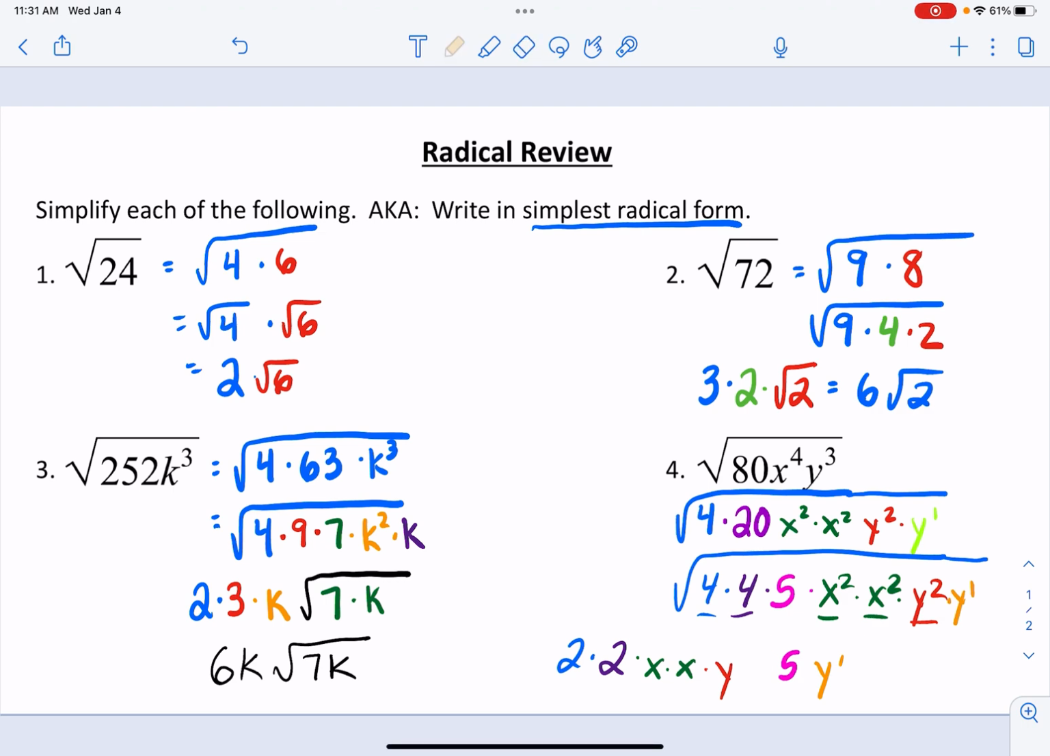So simplifying that out just a little bit. Oh, I thought I'd be able to erase just part of my radical. Simplifying that out so that it looks nice. 2 times 2 is 4. X times x is x squared. Y, square root of 5y. Okay, so that's some of our basic simplifying radicals.